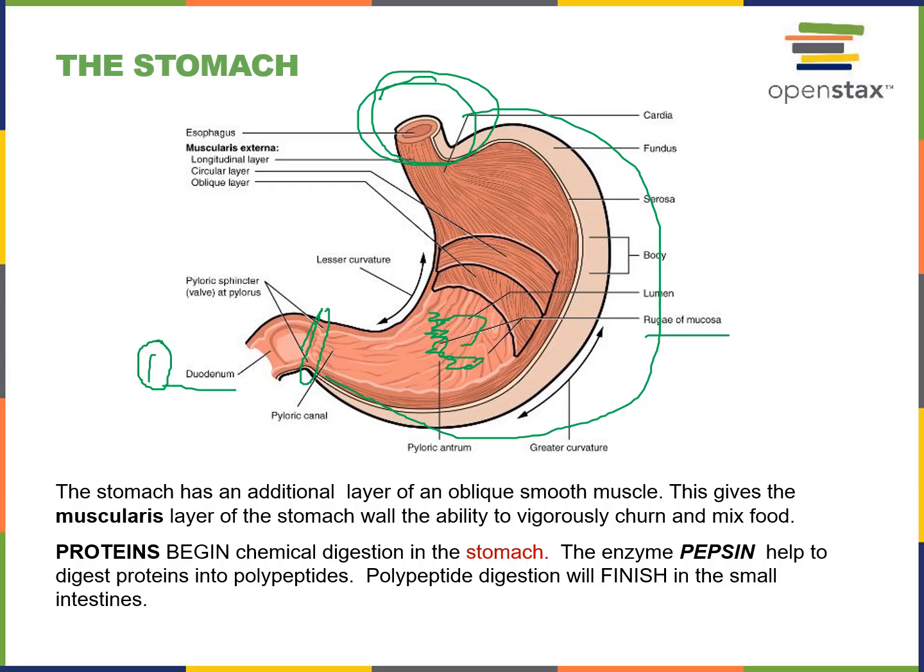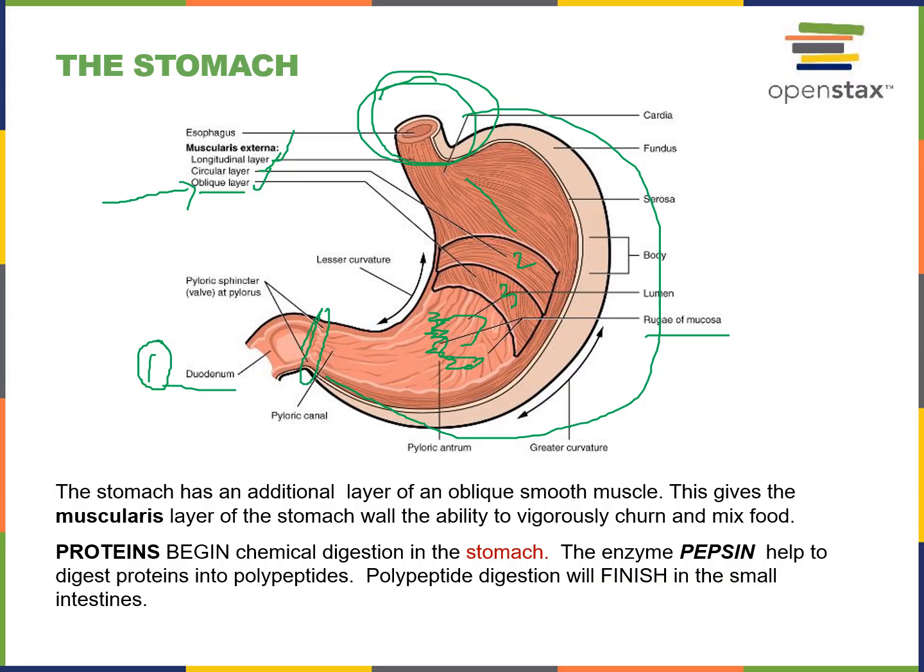Now, more importantly is this, that the stomach has an extra layer of smooth muscle. You see that oblique layer there? So it not only has a longitudinal layer and a circular layer, it also has an oblique layer. Oblique means diagonal. So here are the 3 layers. 1, 2, 3. It is the only organ in the digestive system that has this extra layer of smooth muscle.